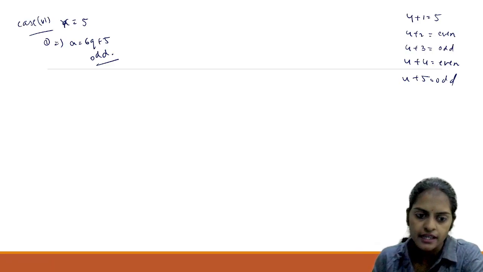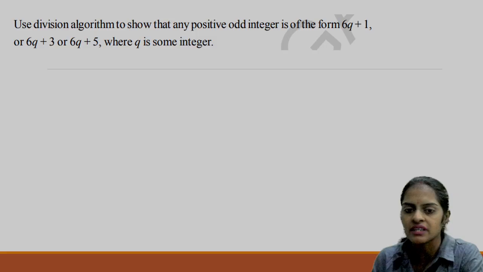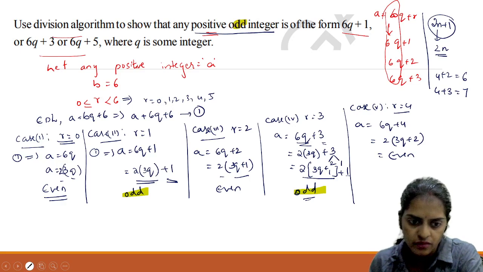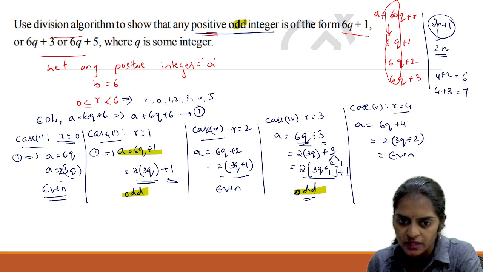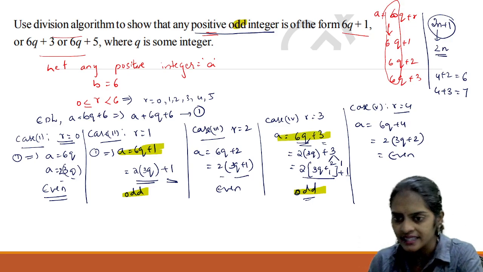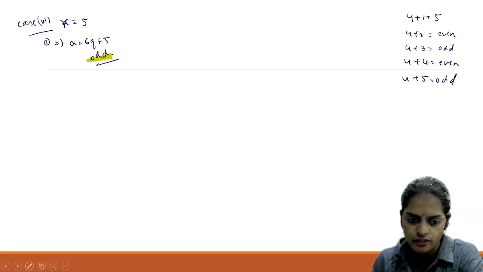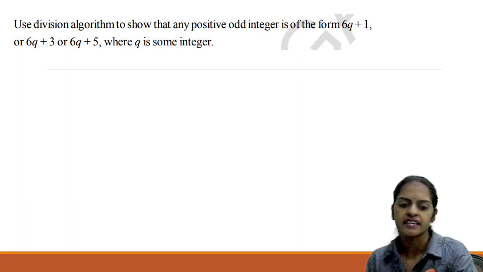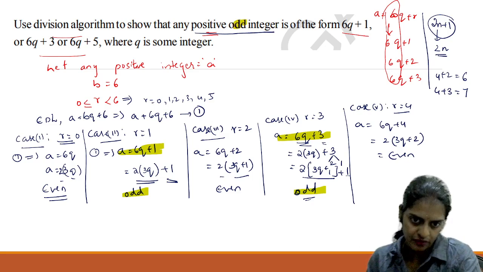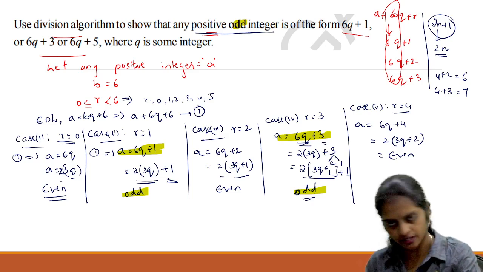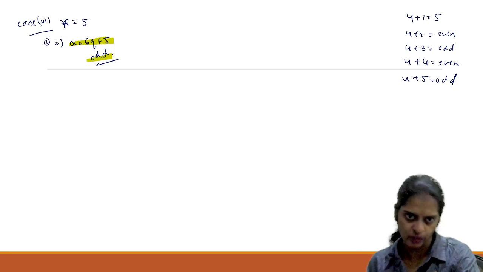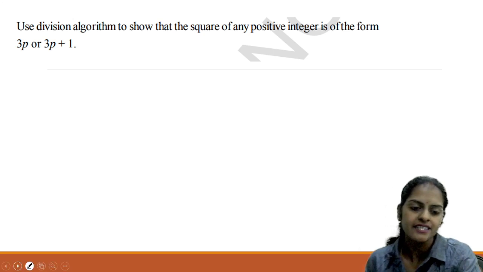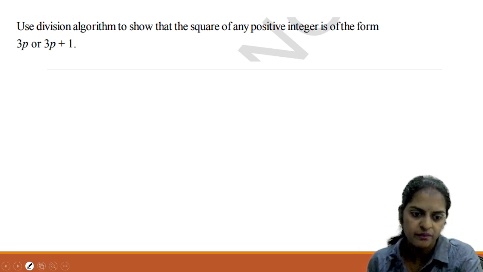Now, how is a when it is an odd number? See here, when it is an odd number, your a is 6q plus 1, 6q plus 3 and 6q plus 5. So this is the final conclusion you will write. If a is any odd positive number, then it is of the form 6q plus 1, 6q plus 3 and 6q plus 5. And hence proved. So is it easy? Very easy, right? So let us see the next question.